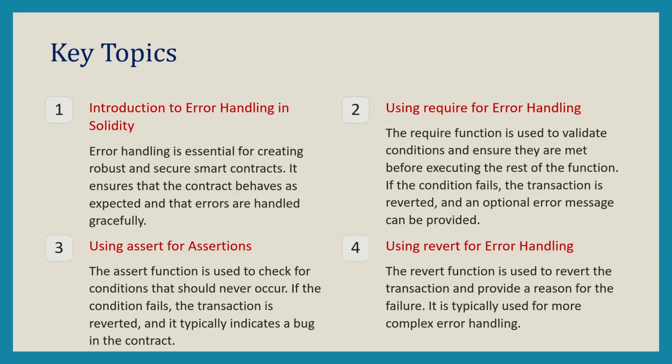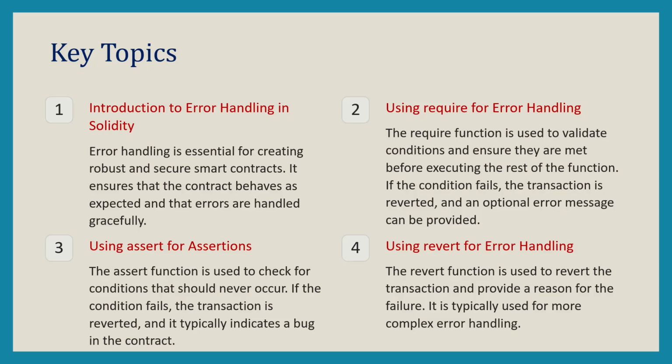So similarly, Solidity is just another programming language, right? And it too can have errors. So you should know how to handle these errors to ensure the creation of robust and secure smart contracts. Error handling ensures that the contract behaves as expected and that errors are handled gracefully. There are three major functions that we will use for error handling. The first would be the require function, then the assert function, and then the revert function.